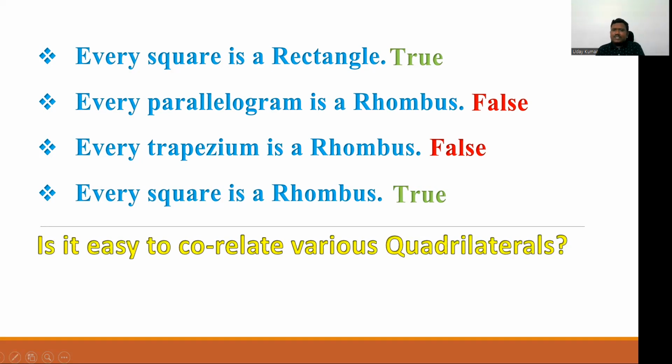So see, is it easy to correlate various quadrilaterals? I mean various named quadrilaterals? Yes, it is. So now let us discuss how we can correlate various named quadrilaterals easily with an example. Right. So first, what are we talking about? Quadrilateral. Actually, what is the definition of a quadrilateral? A polygon with four sides is called a quadrilateral. Simple definition. A polygon with four sides is a quadrilateral, right?